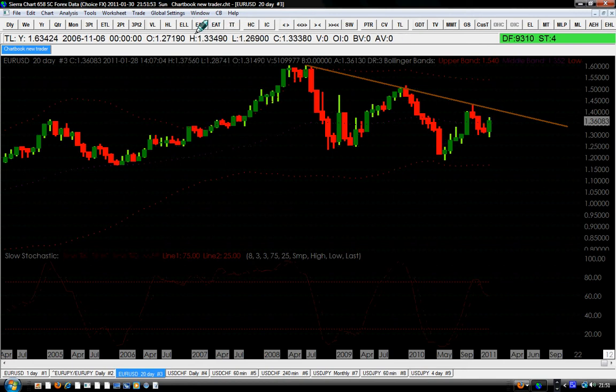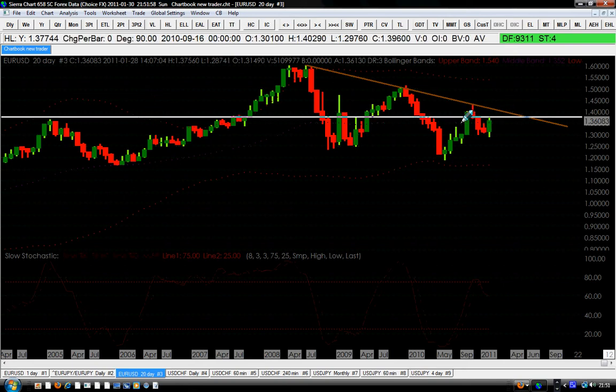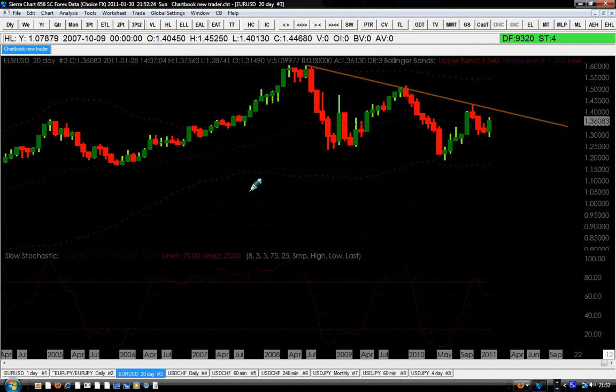And also, if we draw a horizontal line through this zone, you can see this resistance level on the 20 days. So in fact, the euro is at a resistance level on the 20 days monthly chart, and also on the 3 days chart, and also at a Fibonacci retracement level of 61.8.